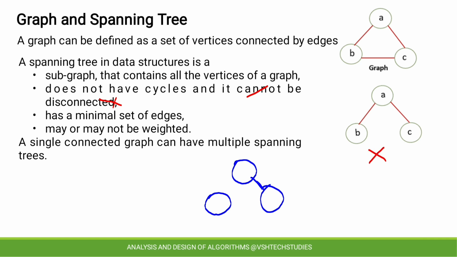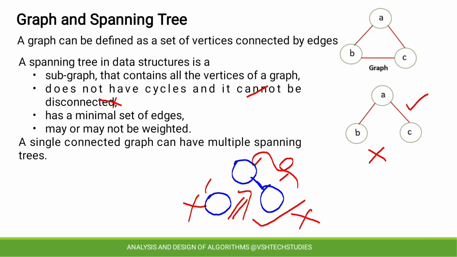So this is not disconnected. It is connected. Disconnected means, see this figure. The same three vertices 1, 2, 3. These two are connected, but this vertex is not connected to these. So this is called a disconnected subgraph. A spanning tree cannot be a disconnected subgraph. It will always be a connected subgraph.